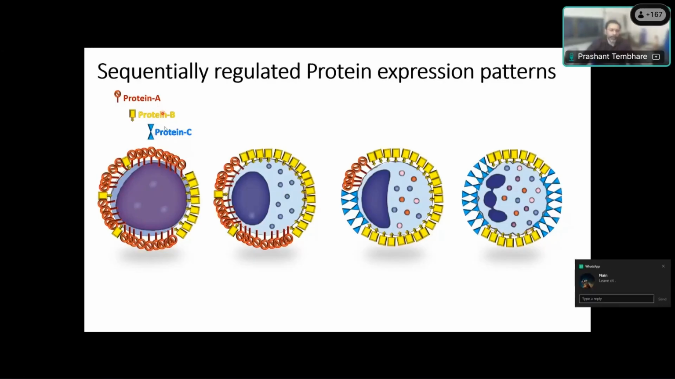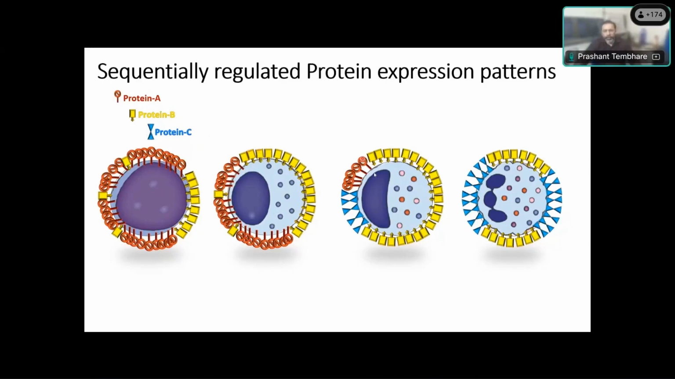If you look at protein A, at the earliest stage of maturation, we can see that protein A is densely expressed. That means the intensity is high. There is another protein, B, which is there, but small in intensity. But protein C is not there. Now, if you go to the next stage, let's say myelocyte, where you also have both proteins, the density of protein A is reduced and protein B is increased, but still we do not have protein C.